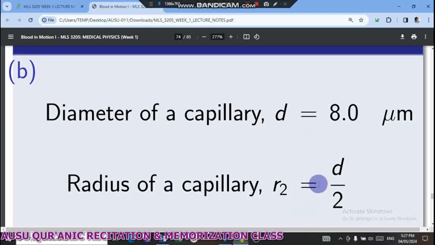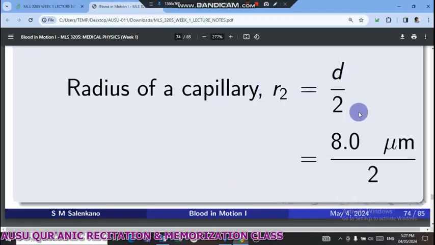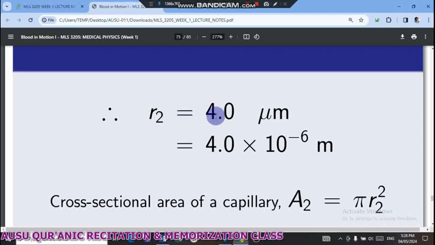So your R2 equals d upon 2. R2 is the radius of the capillary. Remember, we use R1 for the radius of the aorta. So my diameter is 8.0, and then I divide this by 2. When I do that, my R2 is 4.0 micrometer.